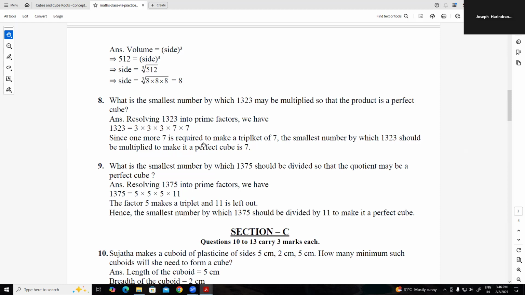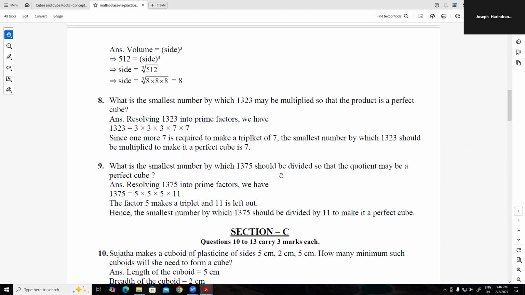And the cube root of this perfect cube would become 7 into 3. This 1323 is not a perfect cube. You have to multiply by one more 7 to make it a perfect cube, and that perfect cube will have a cube root of 21. But that is not asked here. It's just asked to find which is the smallest number to be multiplied, and it is obviously 7.